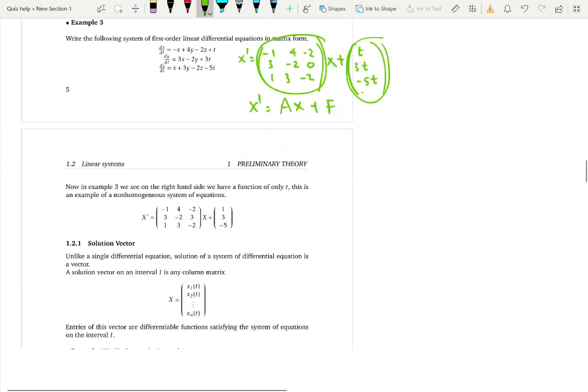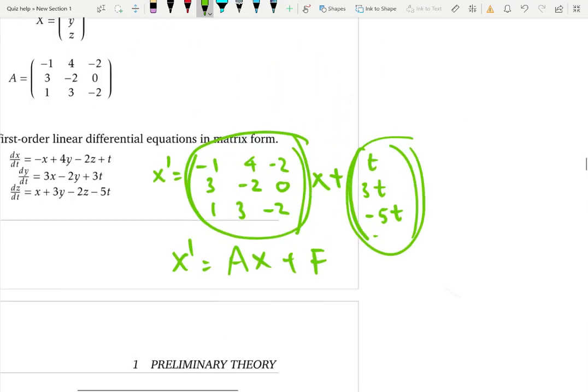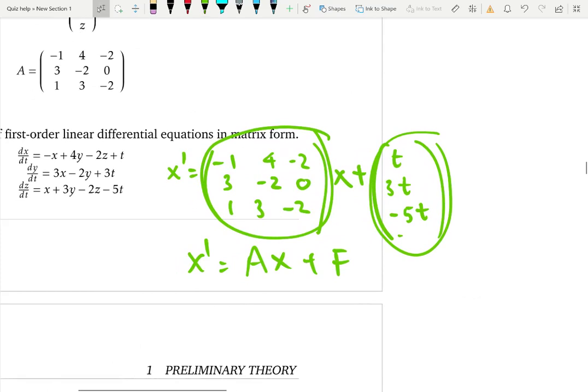Let's see, do I have another example? That's all. So that is exactly how you write a given system of differential equations in matrix form. From there we can use linear algebra, but that's a discussion for later. But that is how you write matrix form.